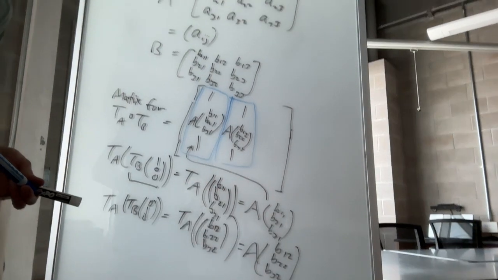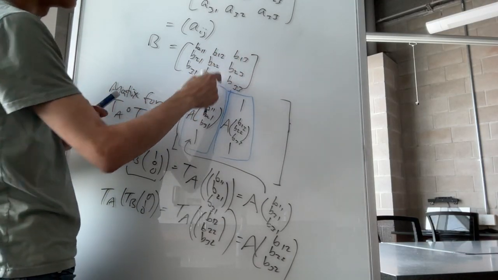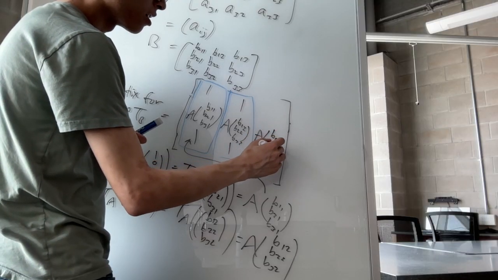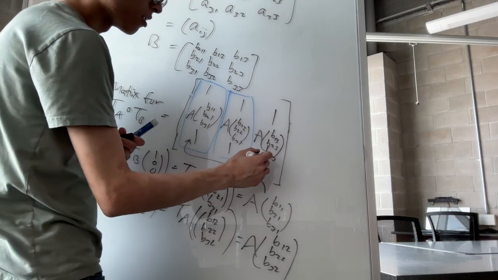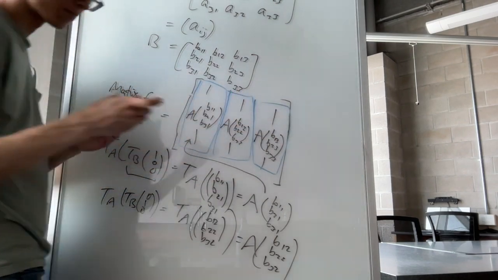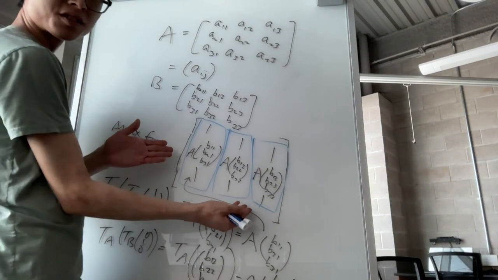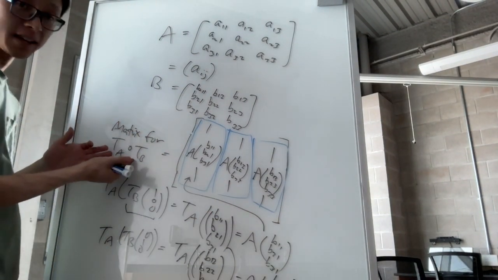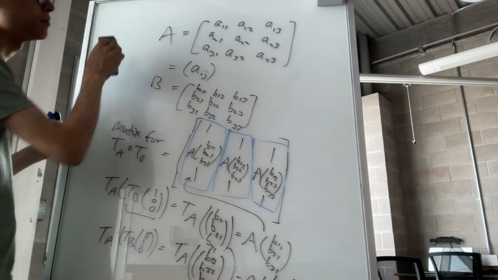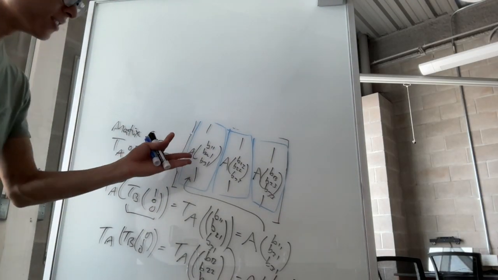And hopefully you can see, or you can do it all over again if you want to. The third column will be where A sends the last column of B. So this matrix, whatever it turns out to be, that's the matrix for TA composed with TB. All right then. So what is that? This is not particularly pretty.